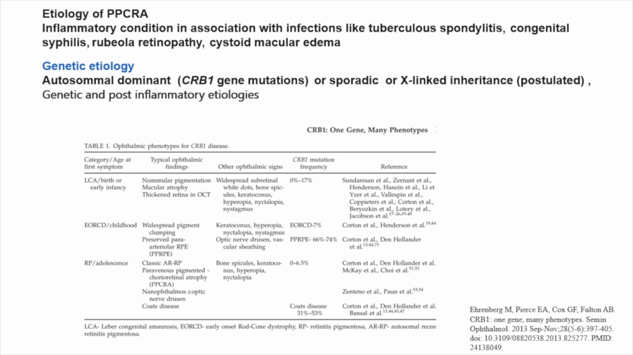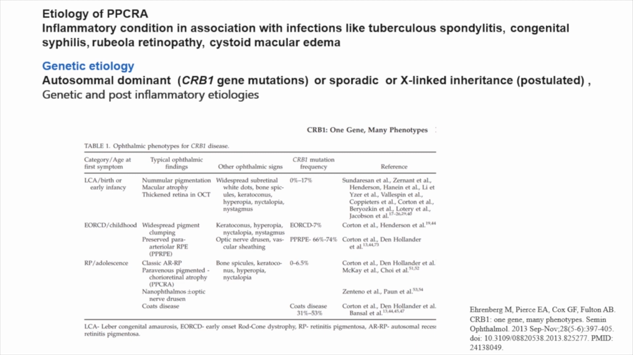So coming to the role of CRB1, this CRB1 gene has been seen to be mutated in various types of retinal degeneration like LCA or EORC, that is early onset rod cone dystrophy, or adult onset RP also. And this is the report that summarizes the ocular findings seen in patients with a mutation in the CRB1 gene.